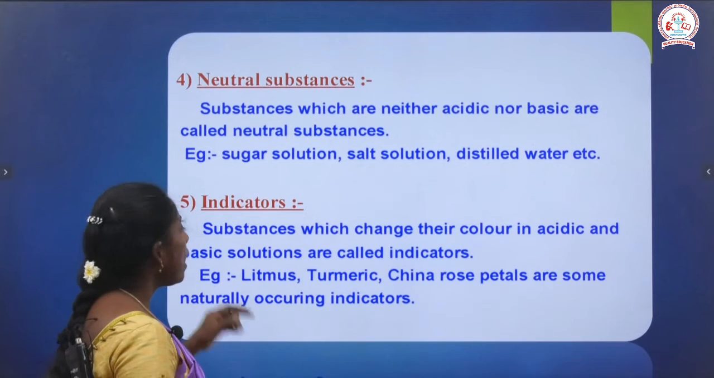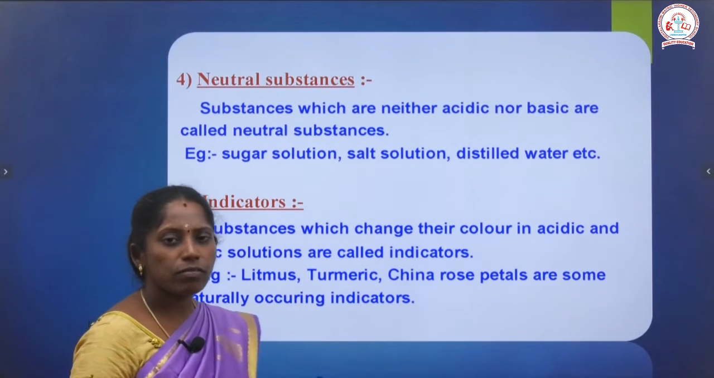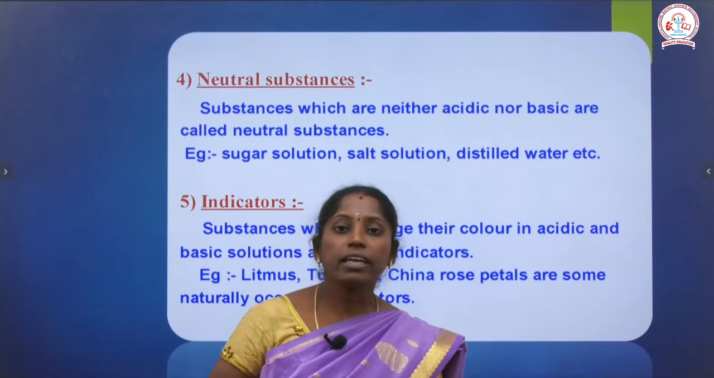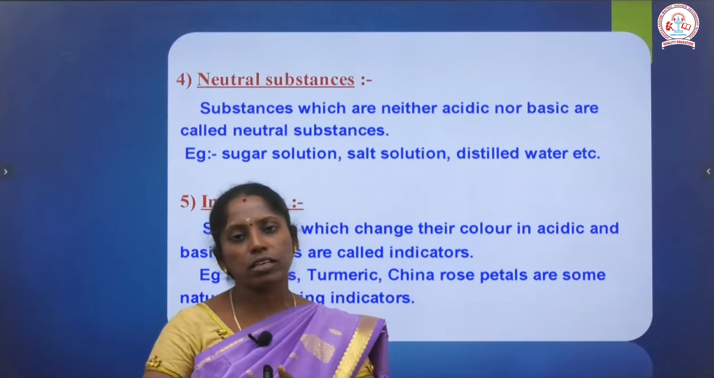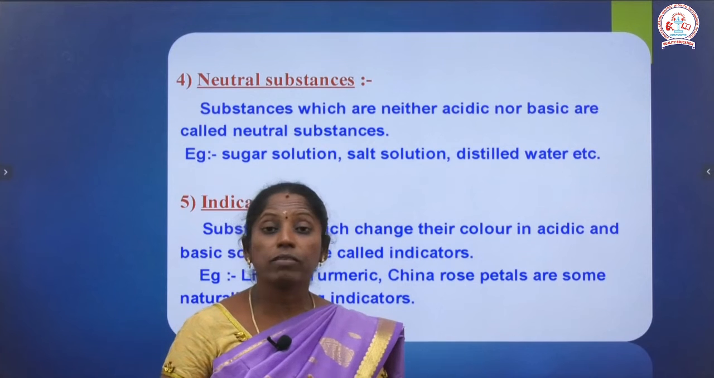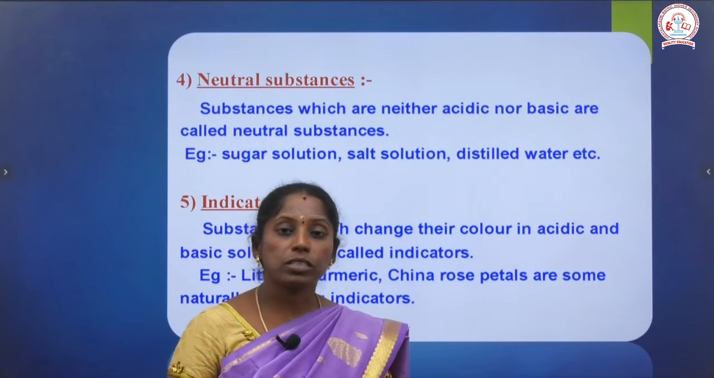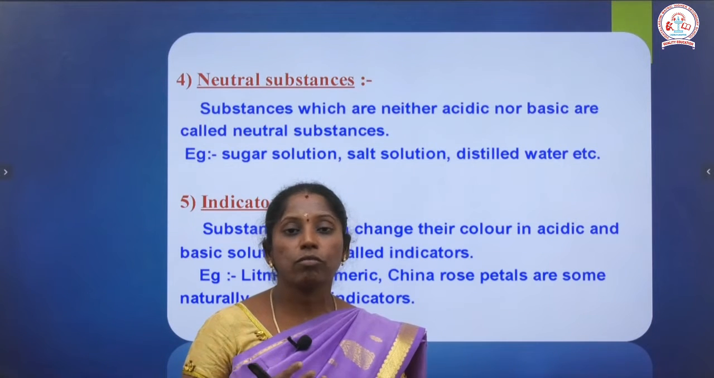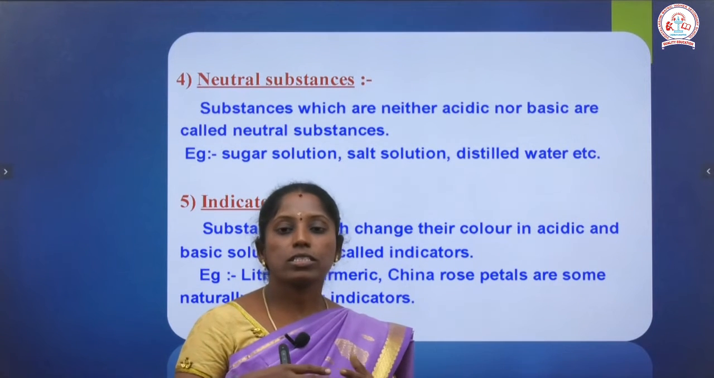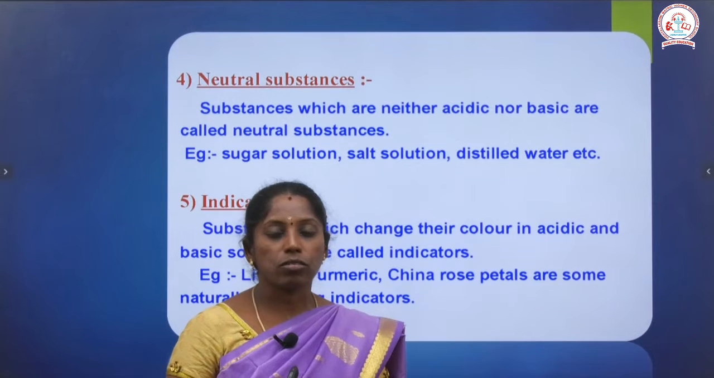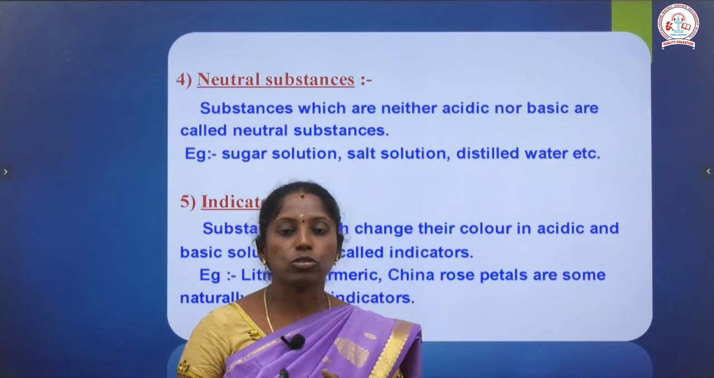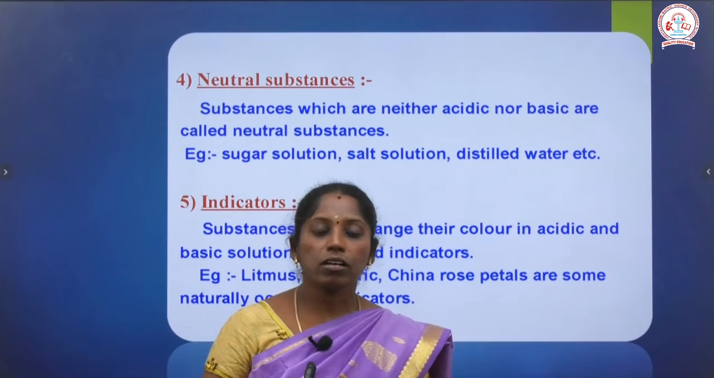So next one is indicators. From that word we can identify it. Where do we use the word indicator? Yes, in vehicles. What is the use of the indicator? If any vehicle is coming from behind, we can identify it. When we are turning, we can put the light on to indicate to the person coming from behind. So that we call an indicator.